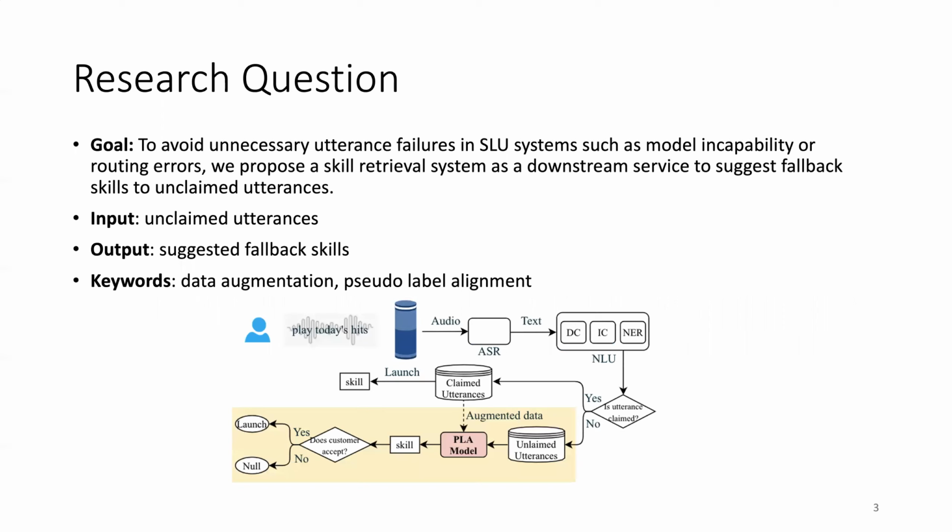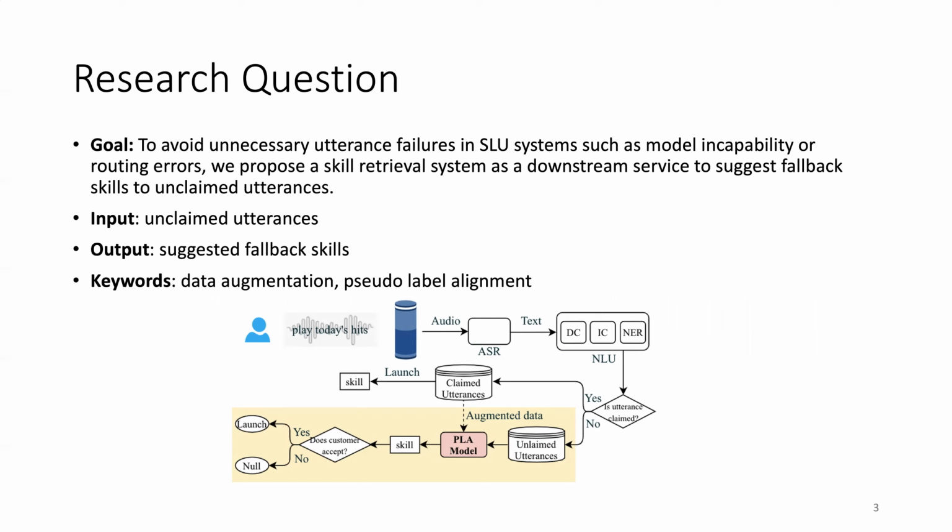Back to our research question in this paper, our goal is to avoid unnecessary utterance failures in spoken language understanding systems, such as model incapability or routing errors. We propose a skill retrieval system as a downstream service to suggest fallback skills for unclaimed utterances.